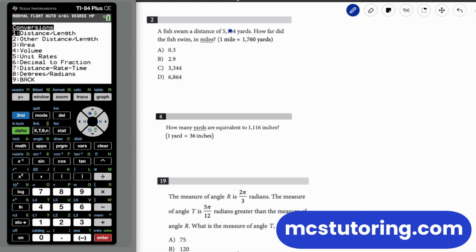Okay, a fish swam a distance of 5,104 yards. How far did the fish swim in miles? Again, this is a distance conversion, and then we're going from yards to miles.